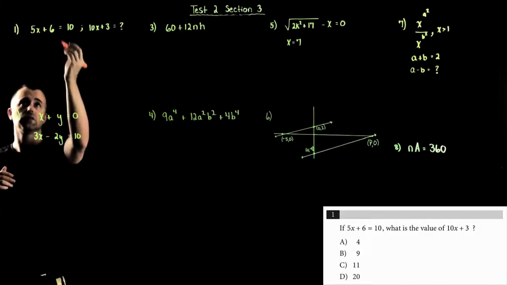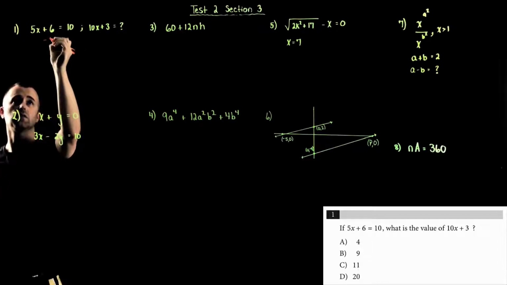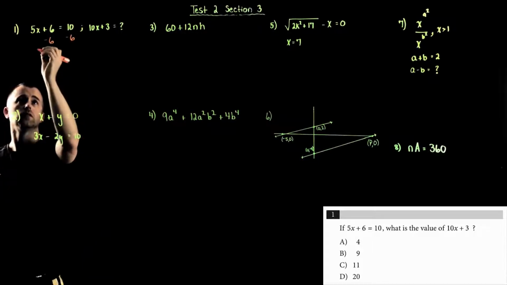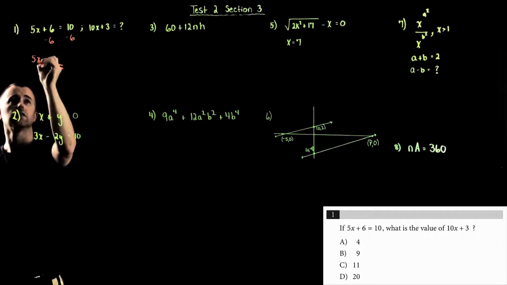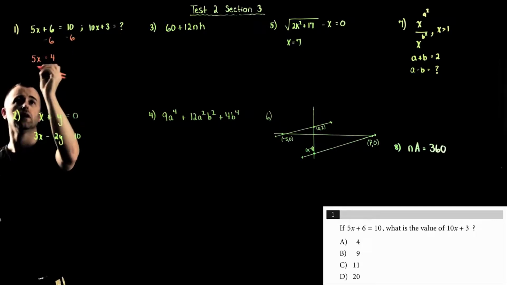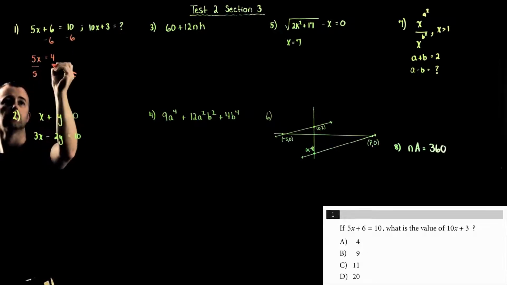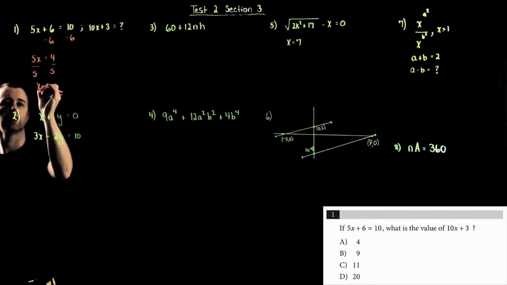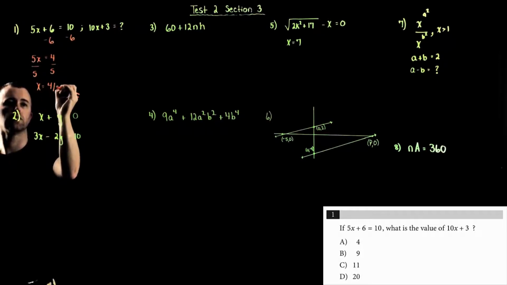So here we're going to solve this for x, so we're going to subtract 6 from both sides. When you do that, you're going to get 5x equals 4. And then you divide by 5. So x in this case is 4/5.